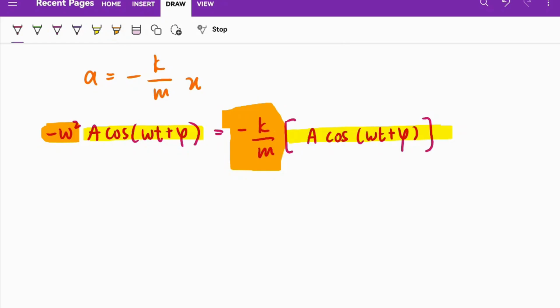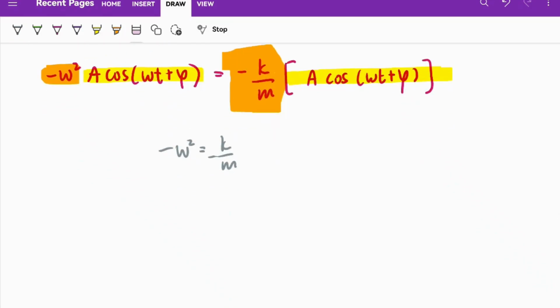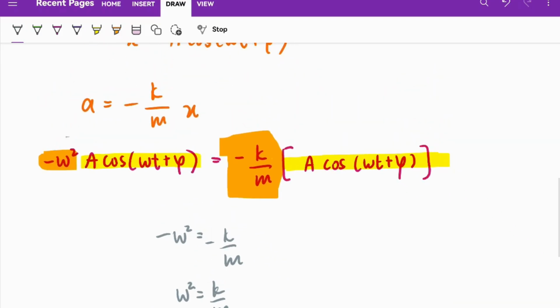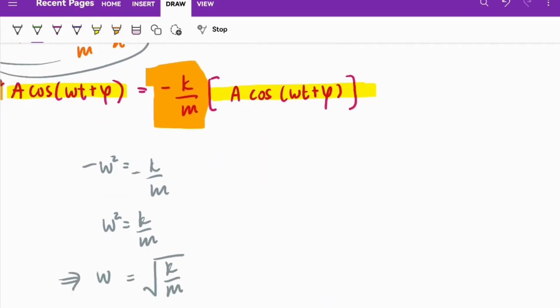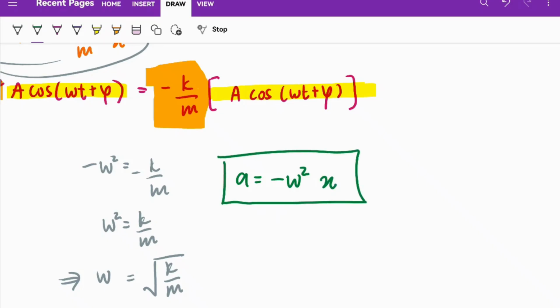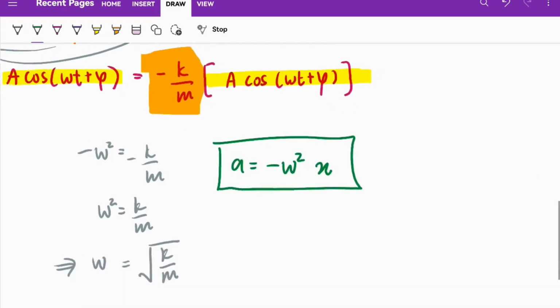That means negative omega square equals negative k over m. The negatives can be cancelled out. We will get omega square equals k over m, where omega is the square root of k over m. So, a better way to write this equation would be a equals negative omega square x. Now this is the refined version of this equation. You'll use this equation more than the earlier one actually.